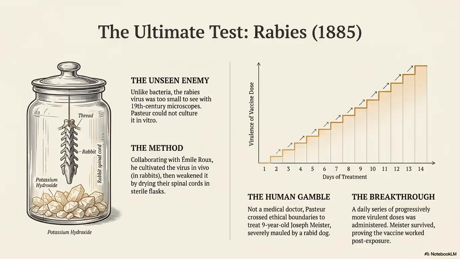The stakes reached a fever pitch with the human gamble. Though not a physician, Pasteur crossed ethical boundaries to treat 9-year-old Joseph Meister. By administering a 14-day series of progressively more virulent doses, Pasteur proved that vaccination could succeed post-exposure. Meister's survival was the definitive breakthrough, transforming a terrifying death sentence into the crowning achievement of the Pasteurian Revolution.